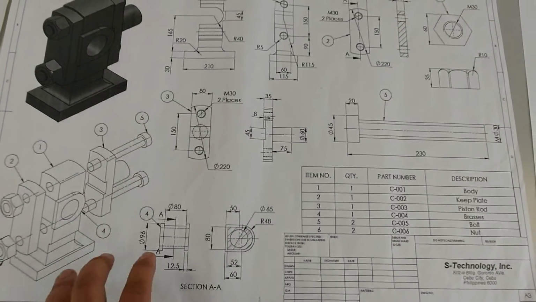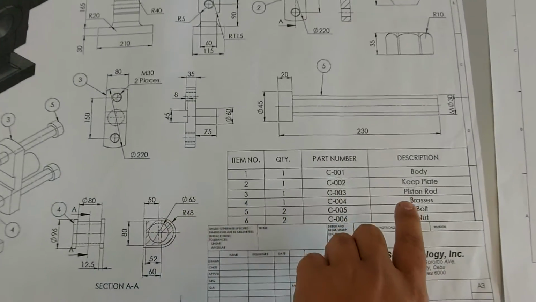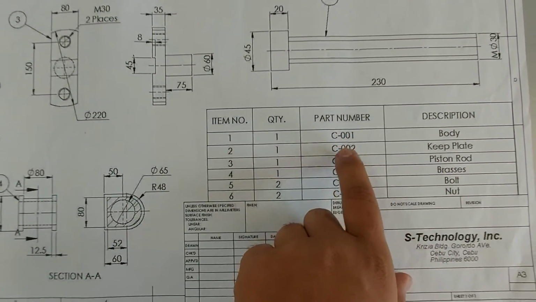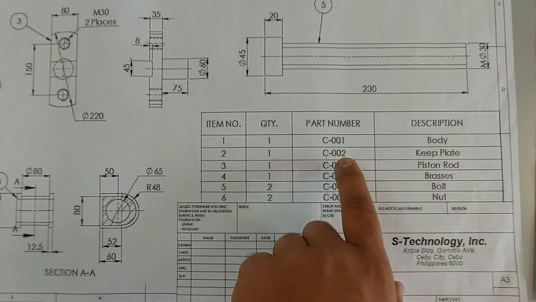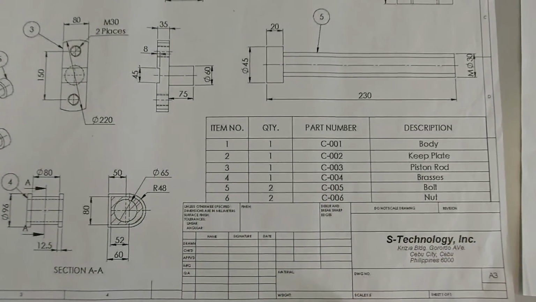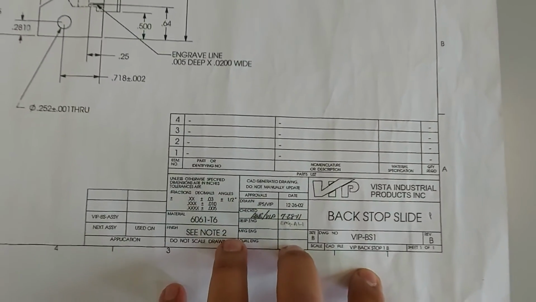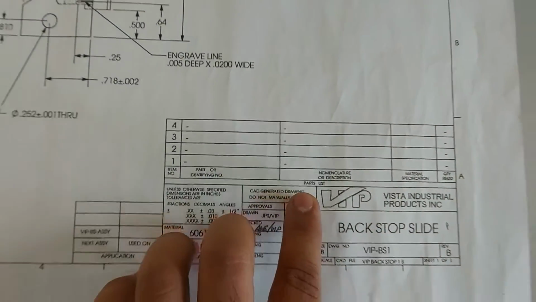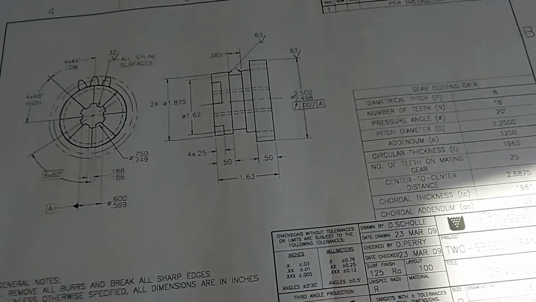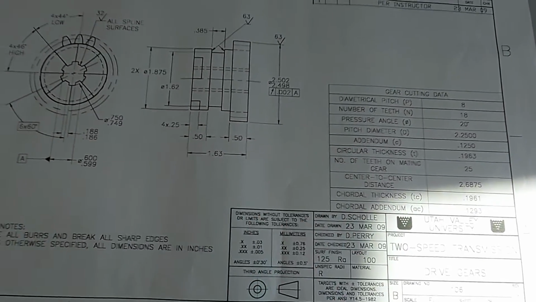Another example for bill of material or part list: quantity, item number, part number, description. They have described the body with this part number, and for this key plate, this is the part number. They have specified each and every part with a number, and this is the part list. Here they don't have anything in the part list. Let's go to another one. Here there is only one part, so they didn't think it necessary to put a part list.